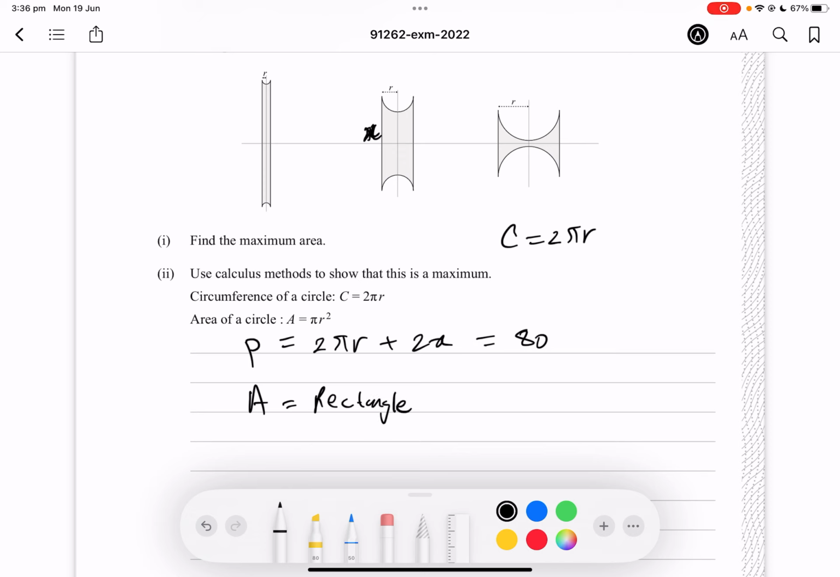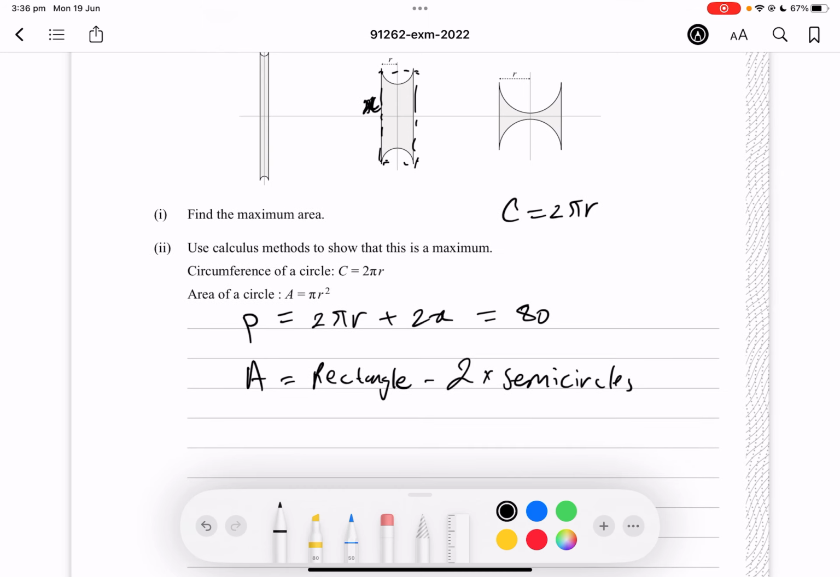When I say rectangle, I just mean this shape here. So that's going to be the rectangle, and that's going to be subtracted from two semicircles. So therefore the area will just be equal to base times height, which is x times 2r, so 2rx, minus 2 times the area of the semicircles, which in this case would be one full circle, so that'll just be minus pi r squared. So that's the area expression for the logo.